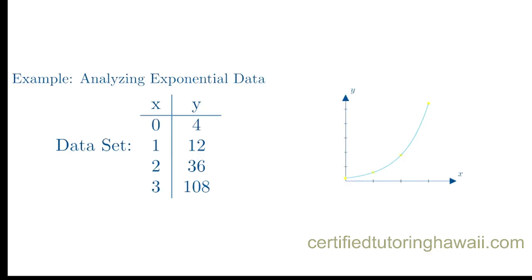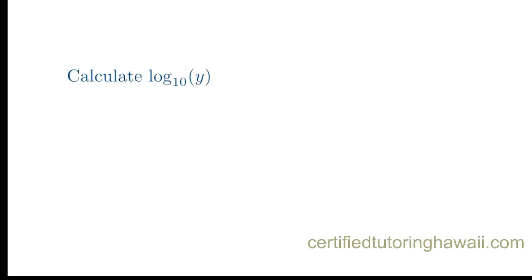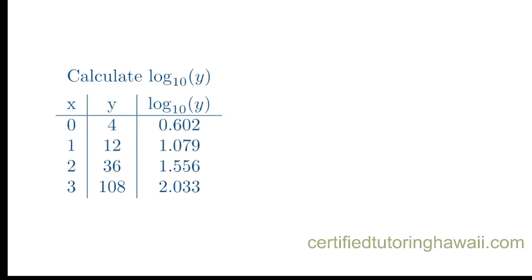Let's now create a semi-log plot. To do this, we'll keep the x values as they are, but we'll take the logarithm of the y values. Let's use base 10, so n equals 10. We calculate the log base 10 of each y value to create a new dataset. These are the values we will plot on a standard graph.